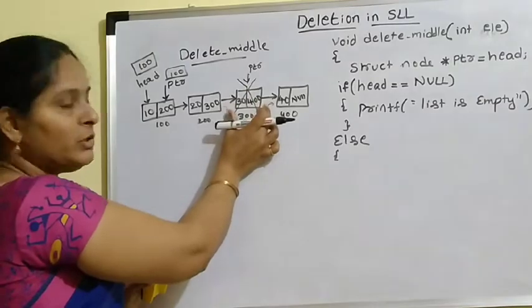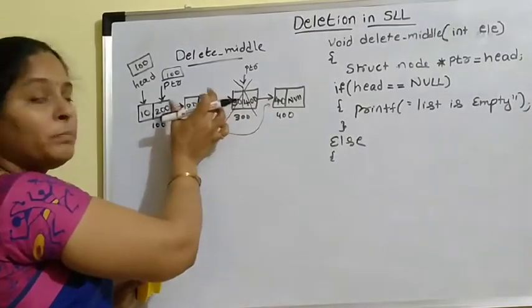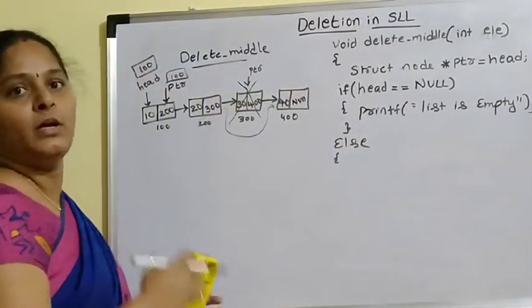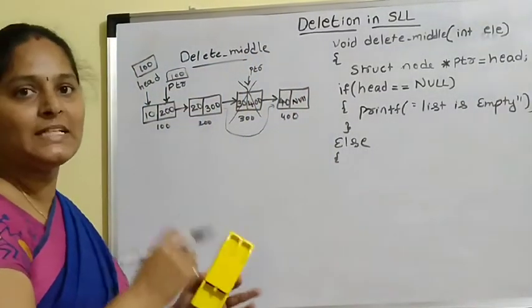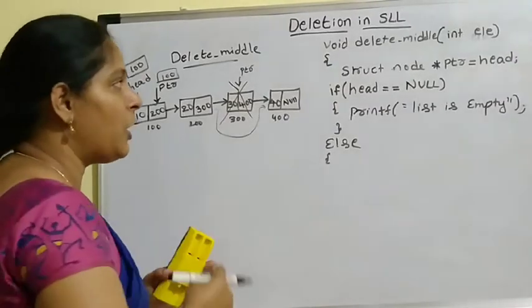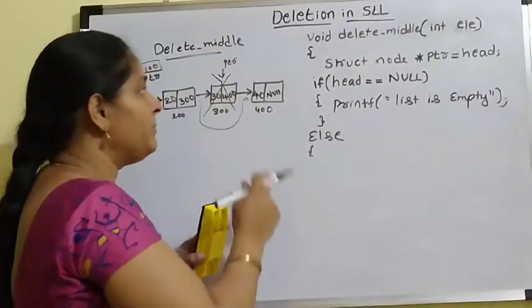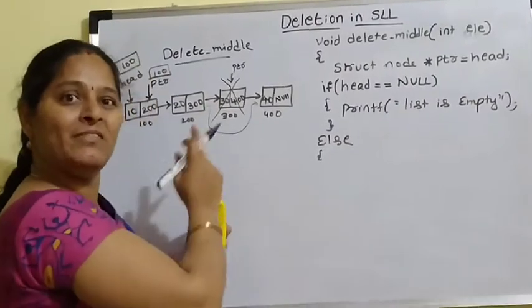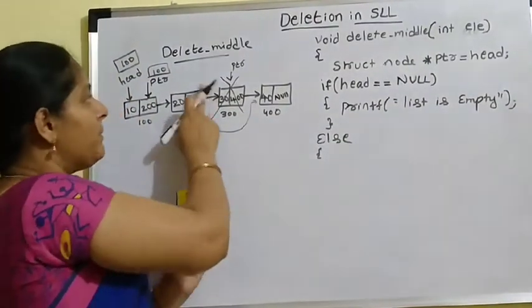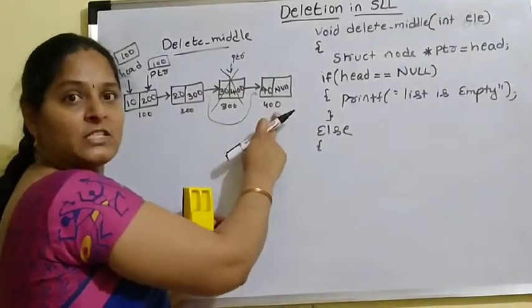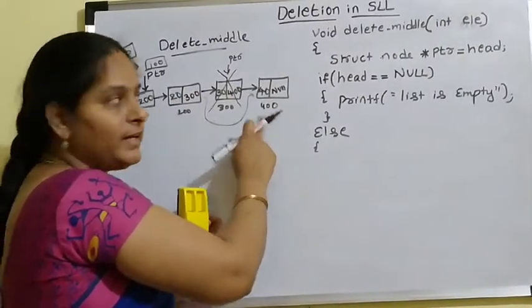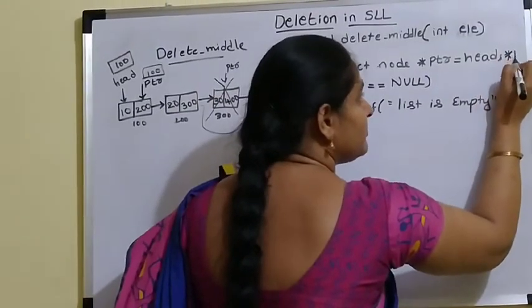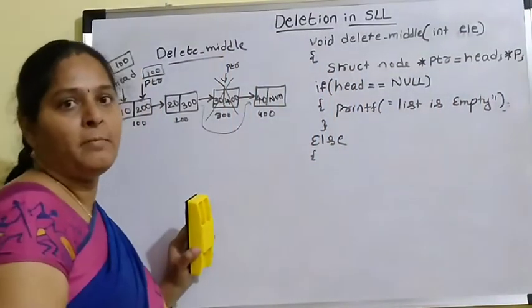If you delete that node, the previous node is connected to the deleted node's next node. So that is the logic behind this. Let us see how to implement that logic in the program. Here we need one more pointer to point to the previous node. Why? Because in the previous node's next field we need to save the address of 400. So for that reason, take one more pointer P.